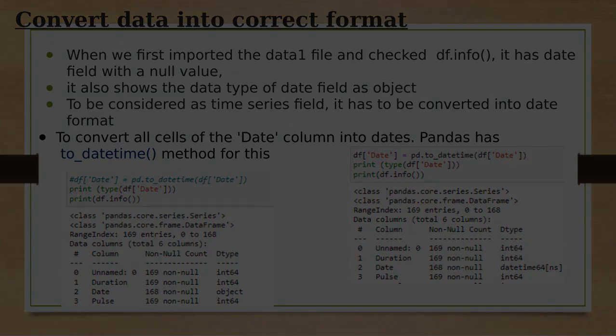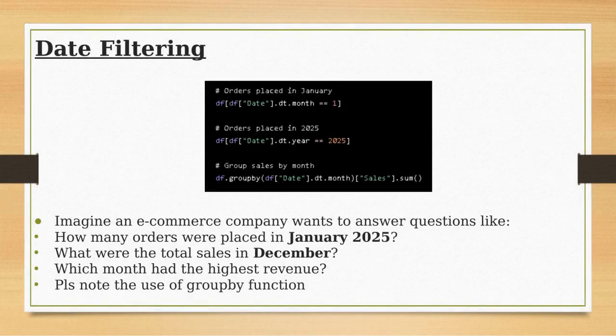Imagine an e-commerce company wants to answer questions like, how many orders were placed in January 2025? What were the total sales in December? Which month had the highest revenue? If the order date column is stored as text, these tasks become difficult or unreliable. By converting the column to the datetime type, we can easily perform operations such as in the slide.